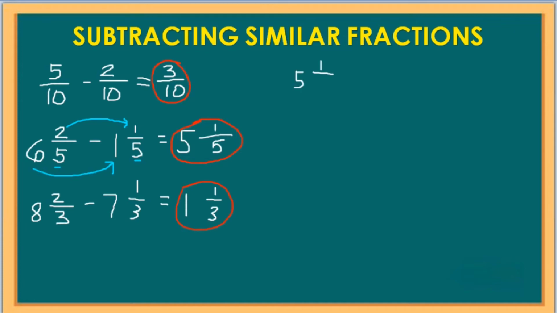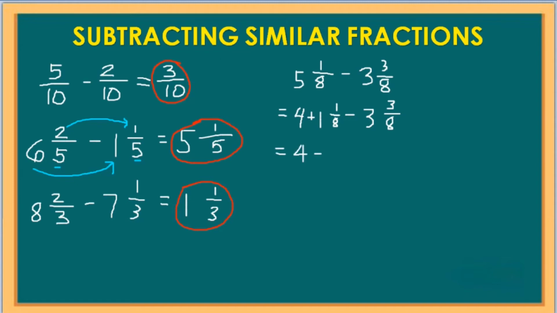Another example. This is with regrouping already. 5 and 1/8 minus 3 and 3/8. We can see that the numerators are 1 and 3, and we cannot subtract 3 from 1 because 3 is greater than 1. We are going to regroup. We will decrease 1 from 5, so we have 4. The one that we decreased is here. So 4 plus 1 is just 5. Then the 1/8, just copy the 1/8. Minus 3 and 3/8.